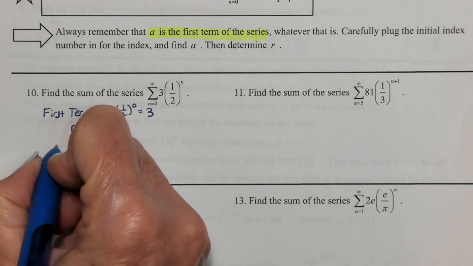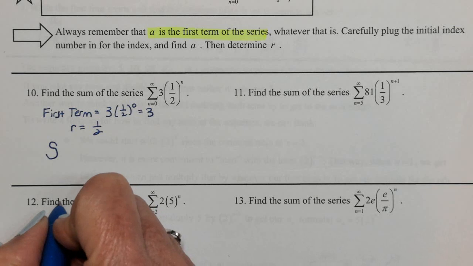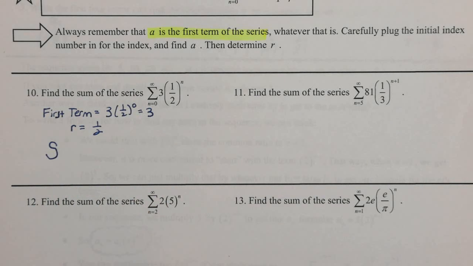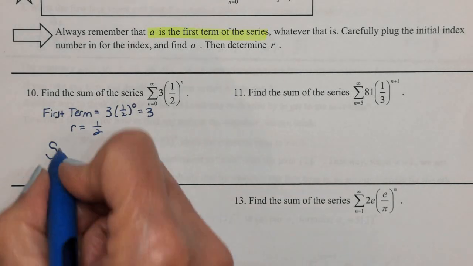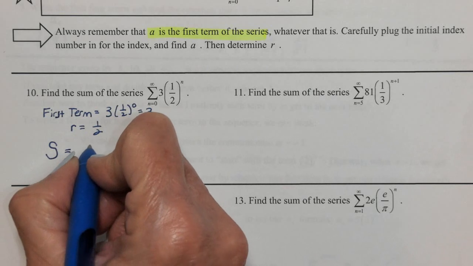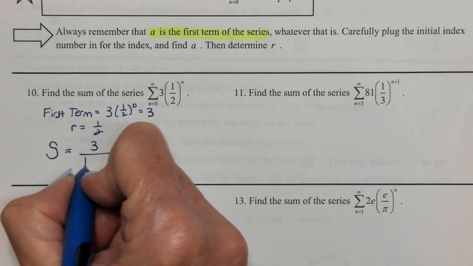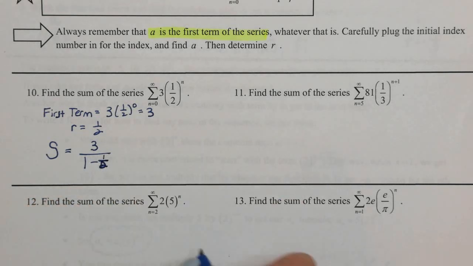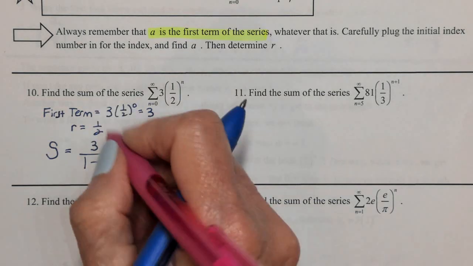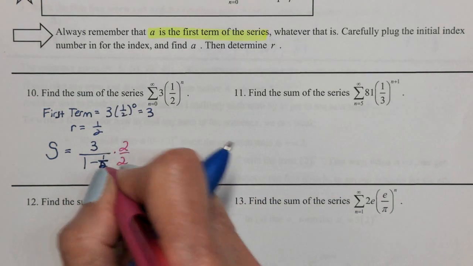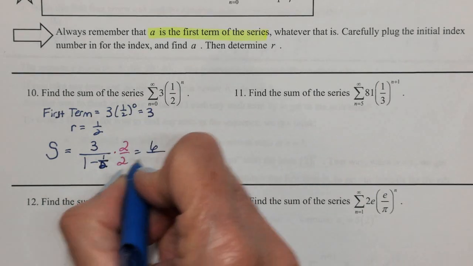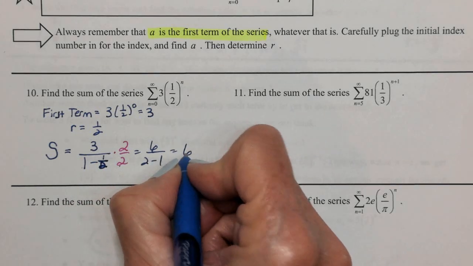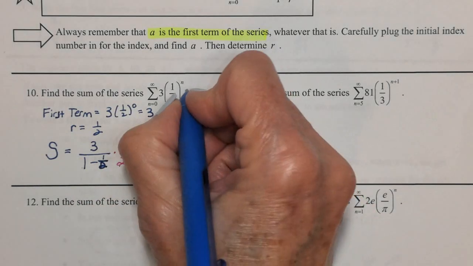So my infinite sum, we just call it S. S stands for the infinite sum. There's no subscript. If there was a subscript, you would write infinity down there. This is our first term divided by 1 minus r. R is 1/2 here. I'm going to multiply top and bottom by my small denominator, and I get 6 divided by 2 minus 1. 2 minus 1 is 1. So that's just 6.